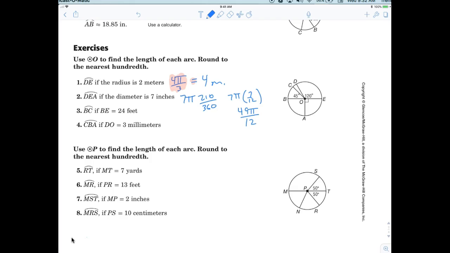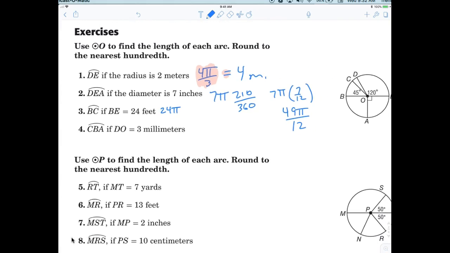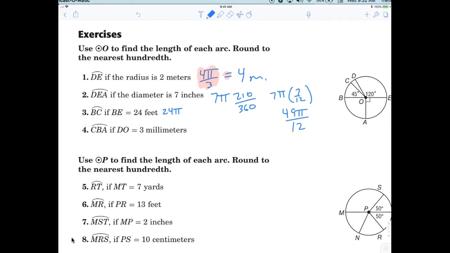All right, BC. I'm trying to find the measure of arc BC. BE is what? So the circumference would be what? 24 pi. And BC is what? 45 degrees. Now you should know that 45 degrees is 1/8. That's exactly right. That's how you should be thinking of it.